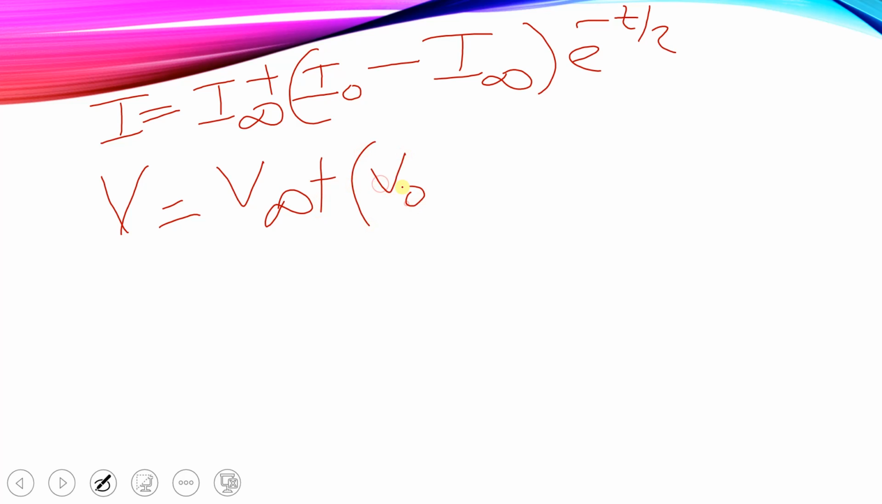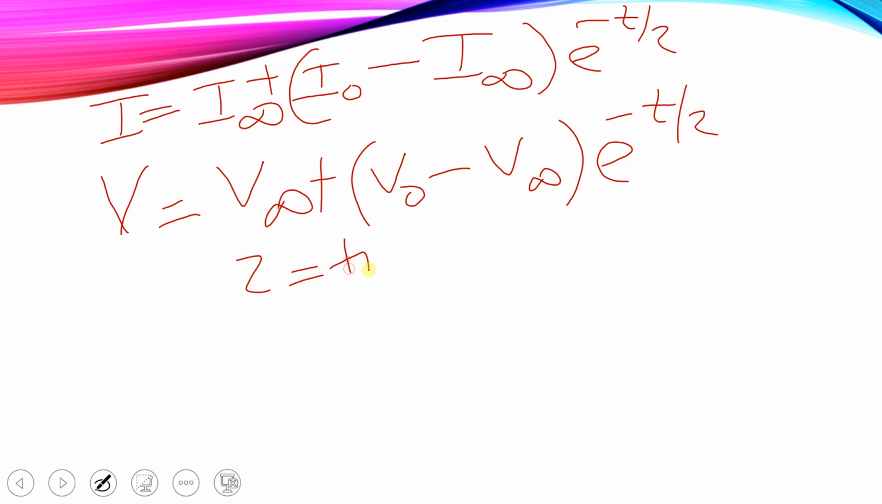So before closing this video, I just want to tell you that we are having the 4 important formulas for solving the numericals, which we should keep in mind. The first one is I is equal to I infinity plus I0 minus I infinity into e raised to power minus t by tau, and for voltage, V is equal to V infinity plus V0 minus V infinity into e raised to power minus t by tau.